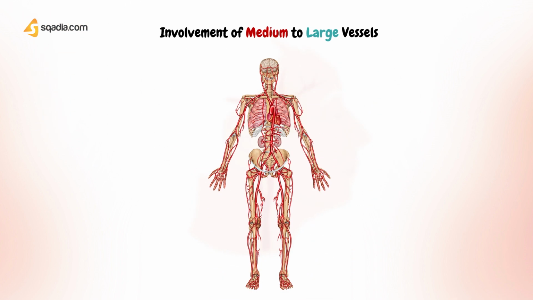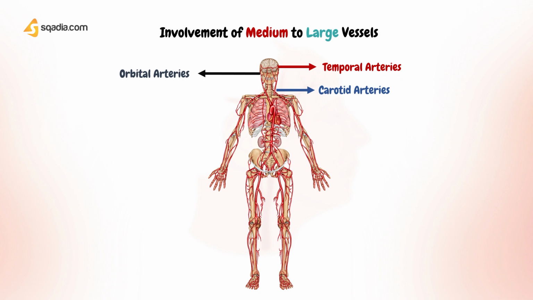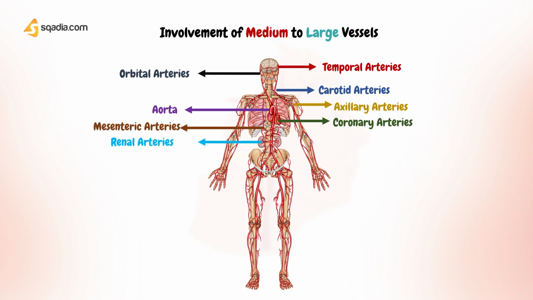Giant cell arteritis or GCA is basically inflammation of medium to large sized vessels. The commonly involved arteries are temporal arteries, which is a convenient biopsy site, common external and internal carotid arteries, orbital arteries, especially posterior ciliary and ophthalmic arteries, axillary arteries, coronary arteries, aorta, and less commonly mesenteric, renal, and femoral arteries. It leads to ischemia or even infarction of the area of supply.